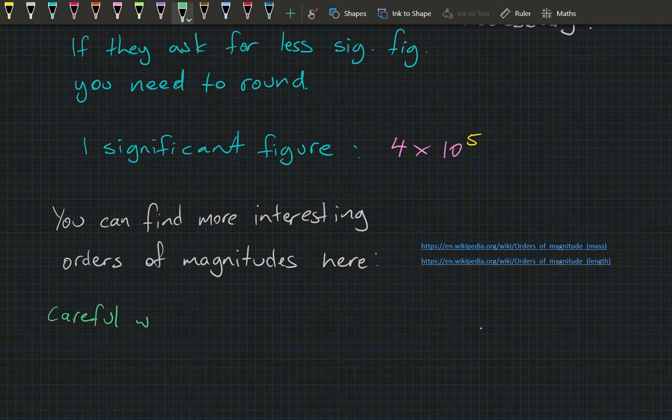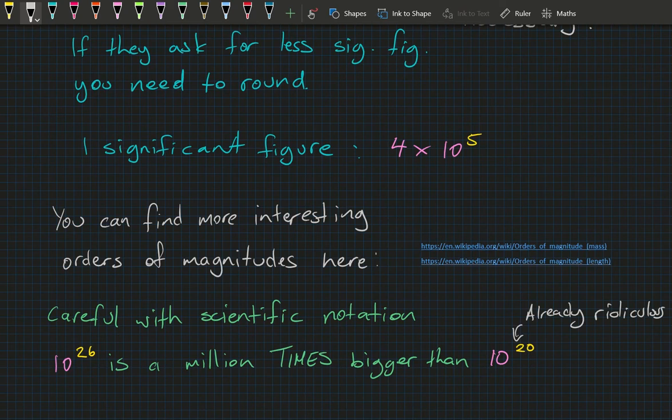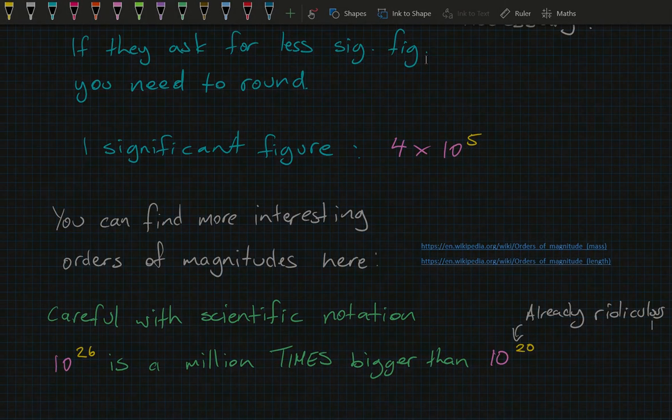But as fascinating as some of these are, don't let the scientific notation mislead you. For example, 10 to the 26 is 1,000,000 times bigger than 10 to the 20, which is already a huge number. So these orders of magnitude can catch you out because you can think, oh, not a big difference between 20 and 26. Anyhow, let's move on to the sections with some examples.